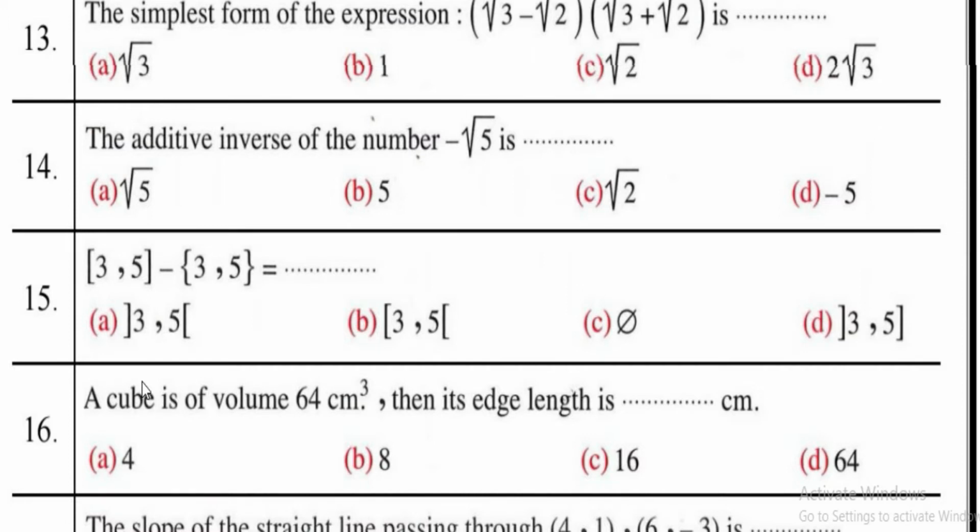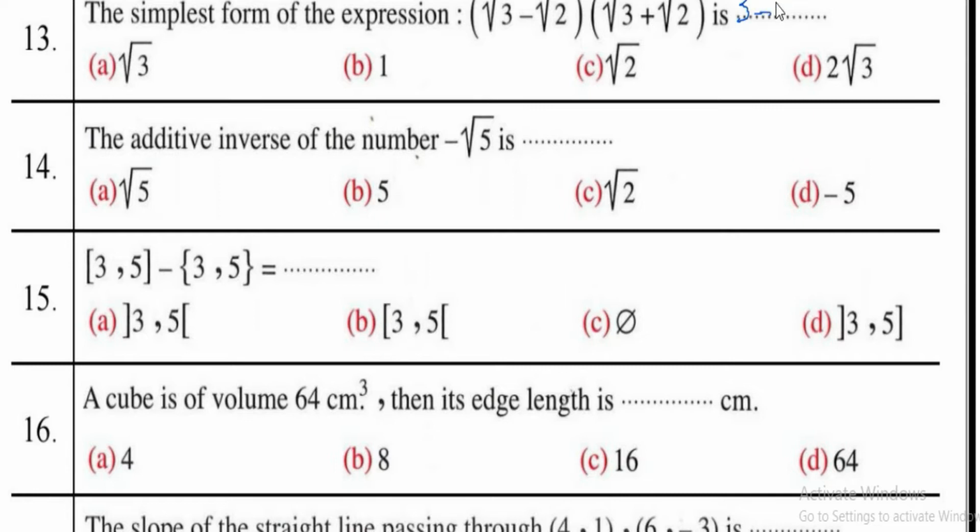The simplest form of the expression، طبعا دول واضح ان هم conjugate. الفيرست تايم ده الفيرست: root 3 times root 3 is 3, minus root 2 times root 2 is 2. 3 minus 2 equals 1. The additive inverse: بنغير الساين، positive root 5.